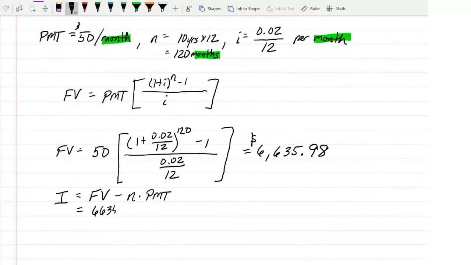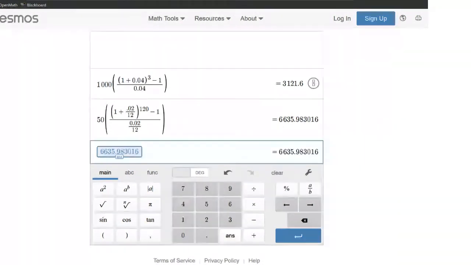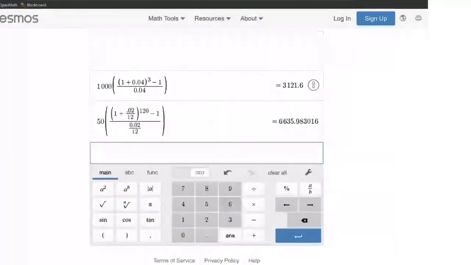So if we start with $6,635.98 minus 120 times $50 a month, Desmos Calculator will do the answer for me. So let me go back to Desmos. I'm going to press minus. Nope. I thought it would do the minus. Desmos Calculator does have an answer button. It's down here. Answer. Yeah, it brought the answer. If you want to use the rounded, that's fine too. 663598. It's not going to hurt anything to retype that number.